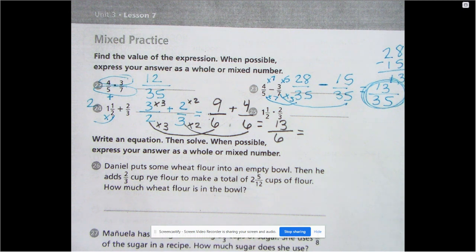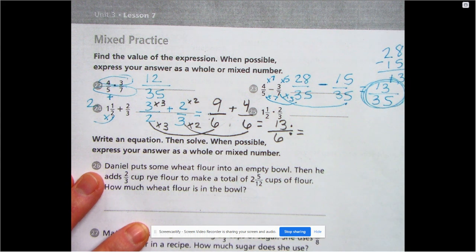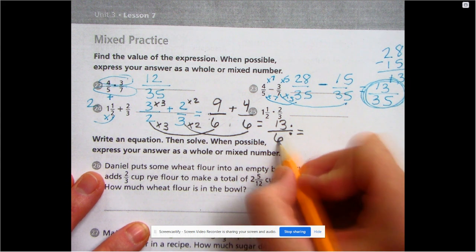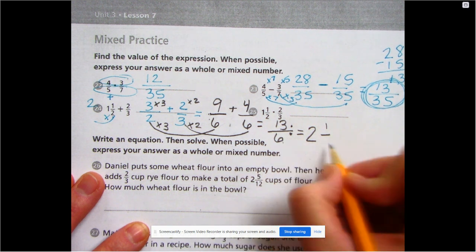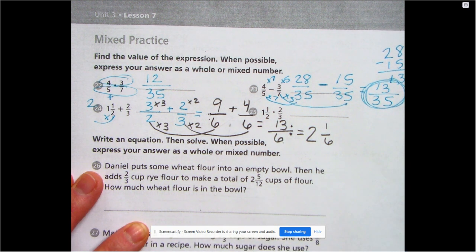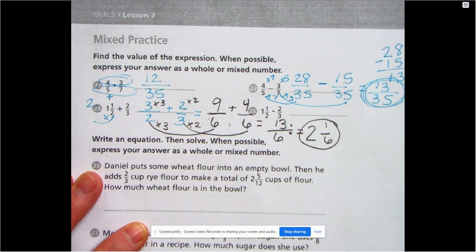So how many times does 6 go into 13? I probably am doing that in my head. 6 can go into 13 2 times with 1 left over, and the denominator stays the same. So my answer is 2 and 1/6.